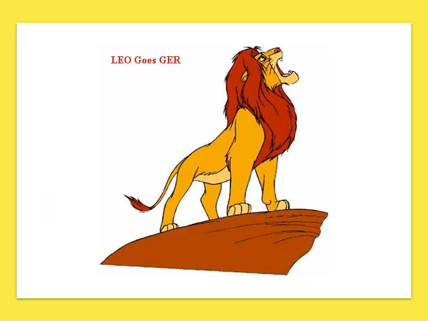The way I remember is Leo goes grr. Leo being lion, right? So lose electrons, oxidation. Leo, lose electrons, oxidation. Gain electrons, reduction. Grr.